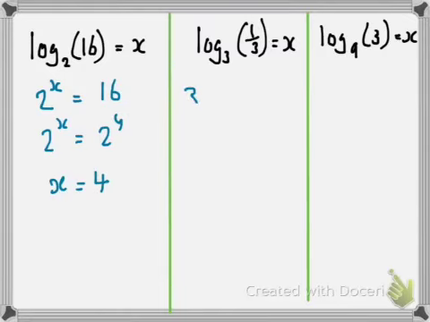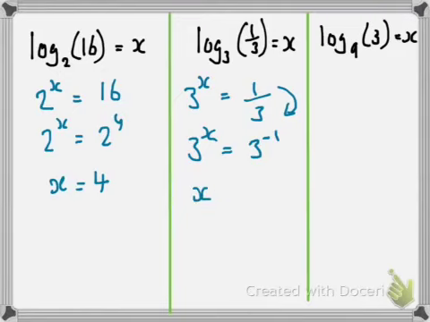Next one, 3 to the power of x equals 1 over 3. Very important that you recognise that 1 over 3 is 1 over 3 to the power of 1. Make that index, or take the positive 1 to the top, and we get 3 to the power of negative 1. So please remember that. That's a conversion that sometimes we forget. 1 over 3 is 3 to the power of negative 1. 1 over 10 is 10 to the power of negative 1. Once we get to there, quite obviously, x equals negative 1.